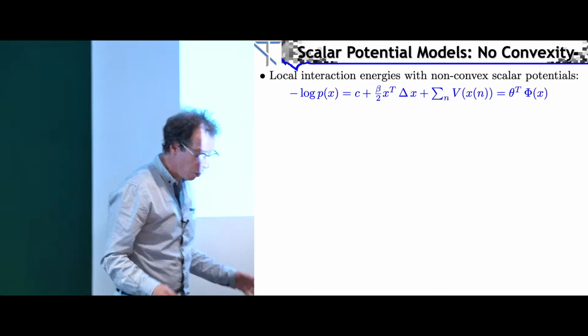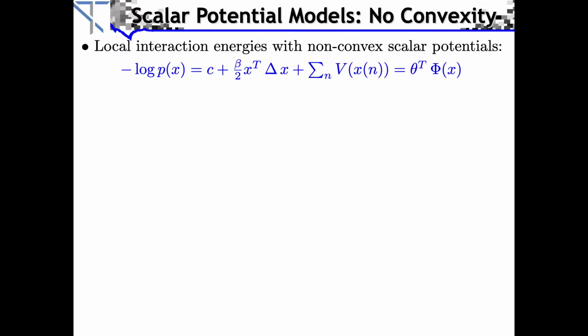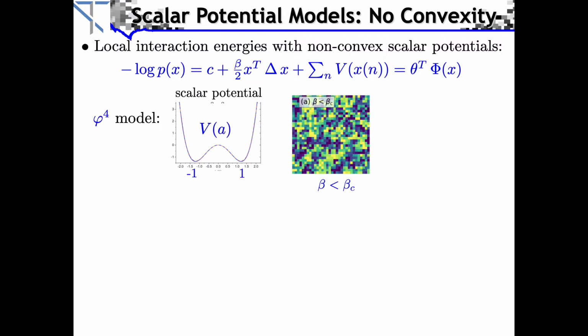Okay, so let's move now away from the Gaussian process and consider the case that Marie-Lou spoke about, which is φ⁴. So φ⁴ is a probability distribution which has a Gaussian term, which is the kinetic energy, here given by the Laplacian, plus a nonlinear potential, and the nonlinear potential has a double well. So it's a non-convex probability distribution.